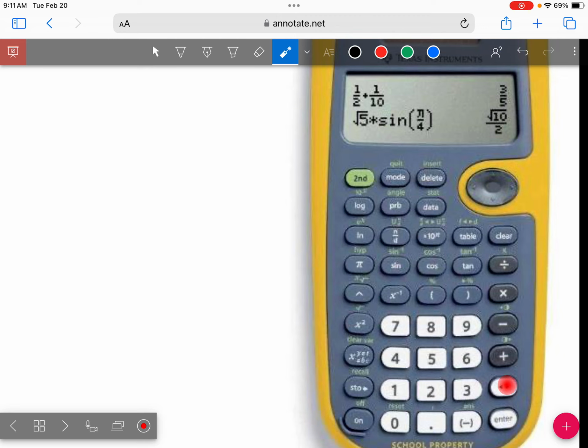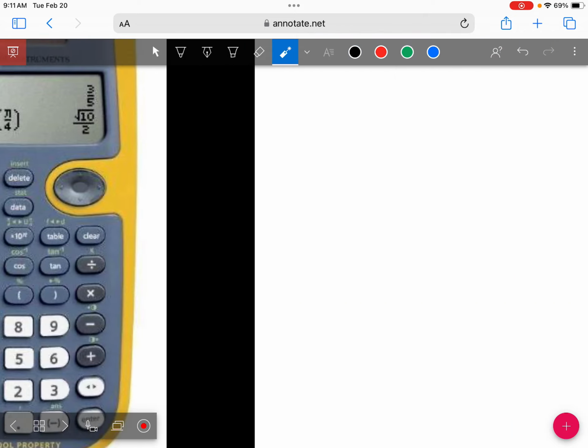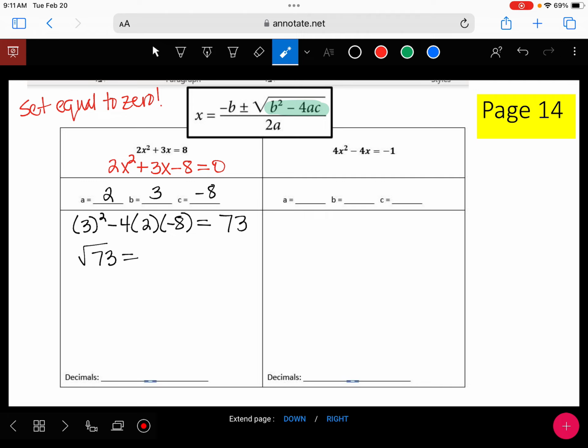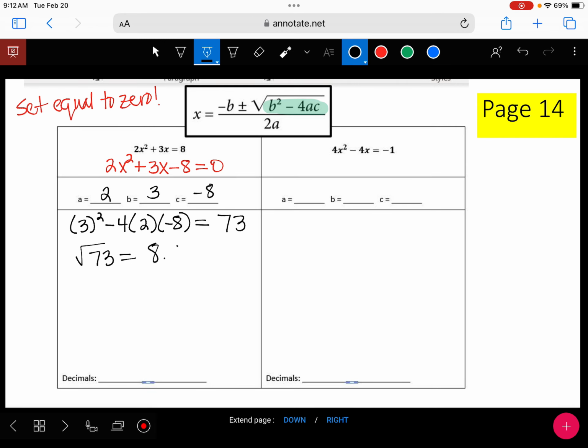Everybody look at the screen, you have to hit enter and then the button above enter. So there's a lot of buttons you have to hit. You've got to hit the green key, square root, and then type in 73, hit enter, and then hit the button above enter. And you should get 8.54. And I will come around and help you if you did not.